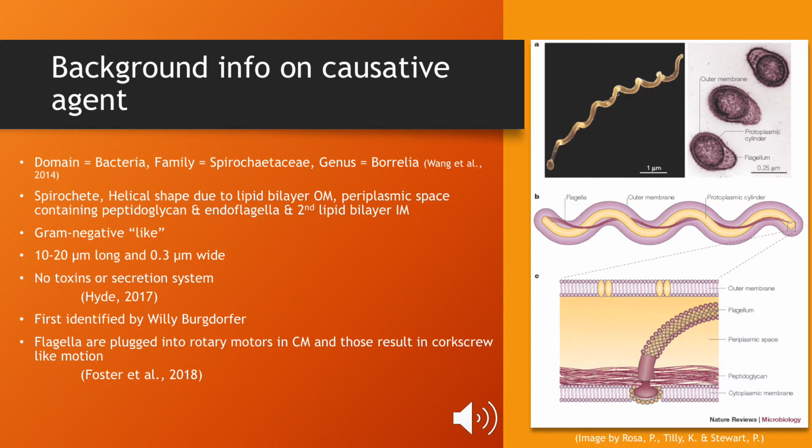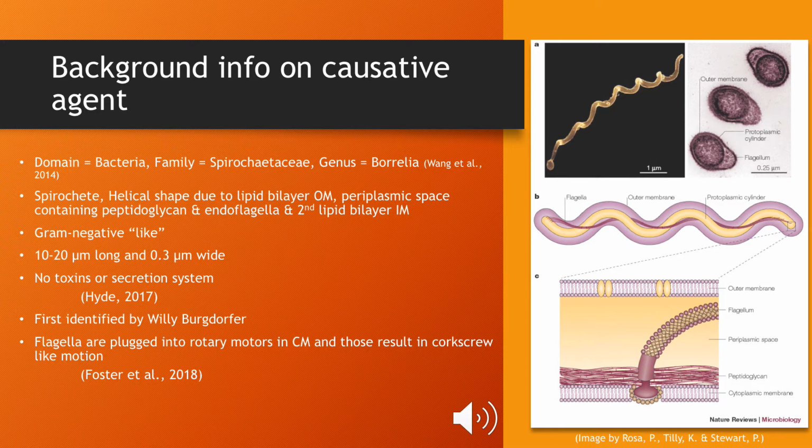It is a spirochete that is helical shaped due to lipid bilayer outer membrane. It has a periplasmic space containing peptidoglycan and endoflagella and a second lipid bilayer in a membrane. It is gram-negative like, and it's only gram-negative like because it doesn't actually have lipopolysaccharides. It is 10 to 20 micrometers long and 0.3 micrometers wide. It does not have toxins or secretion system, and it was first identified by Swiss entomologist Willy Burgdorfer in 1982.